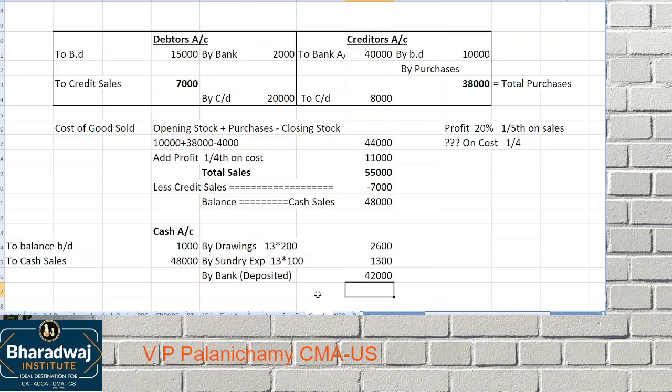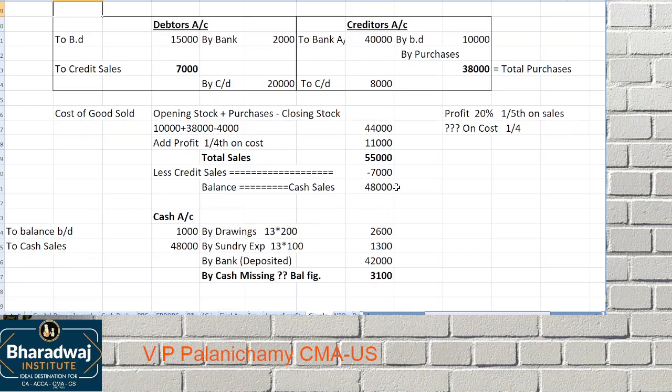So it's a very simple and small question. No need to prepare a trading P&L account. If they ask, we can do the trading account: opening stock, purchases, sales, closing stock, to get gross profit. Then charge the sundry expenses in P&L account. You will get net profit. Then you can prepare the balance sheet. If nothing is given in the question, cash missing can be taken as what? Loss in P&L account.